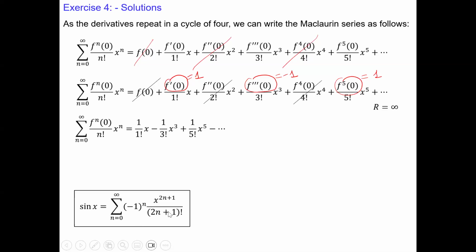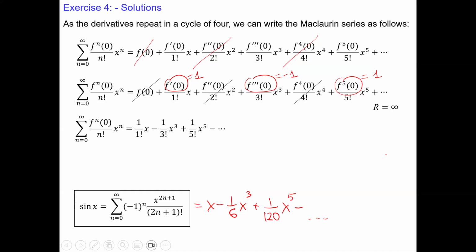Sine of x has the power series representation like this. Summation from 0 to infinity, negative 1 to the n, x to the 2n plus 1 over 2n plus 1 factorial. And if we expand this, it will be x minus 1 over 6 x cubed plus 1 over 5 factorial, I think it's 120, x to the power of 5, and so on. Okay, this is the polynomial with infinitely many terms, the series for sine of x.